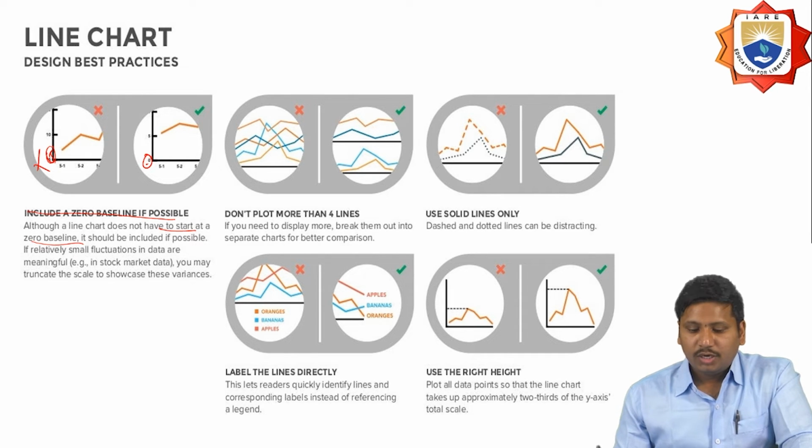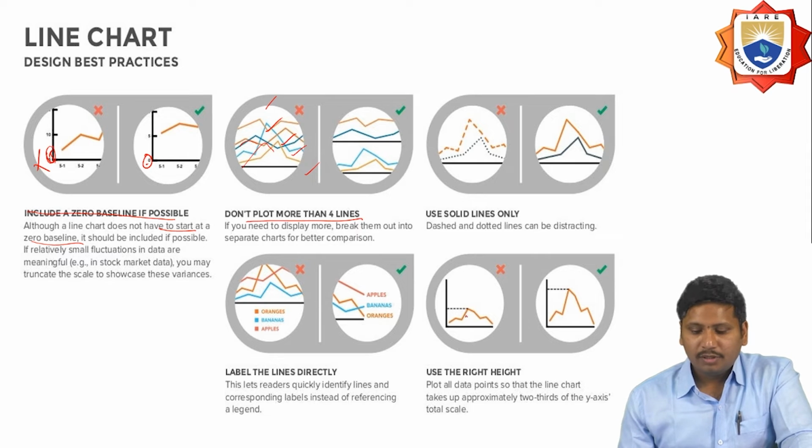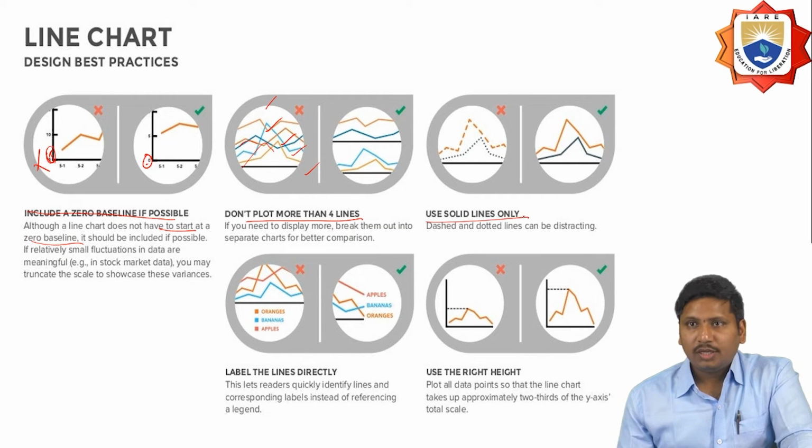And then the next one is don't plot more than 4 lines. If I draw a line chart with multiple lines like this, it will not be understandable properly. So you should not draw line charts with more than 4 lines; it is not acceptable. The display will appear clumsy and will not make for a better comparison.